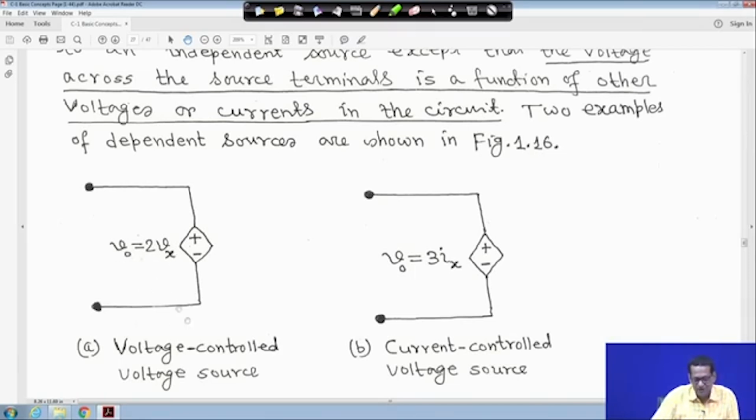So this is called a voltage controlled voltage source, because this V0 is a function of the voltage across some other element in the circuit, say X. That is why it is written Vx. So this is the voltage controlled voltage source, because V0 is a function of Vx, and this Vx is the voltage of the circuit across some other element X, right. This way you imagine at this stage.